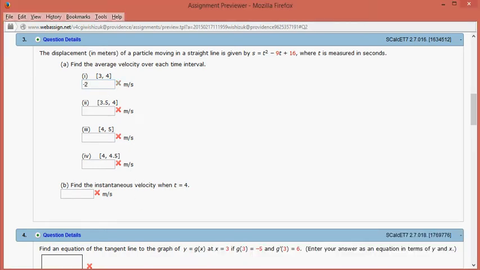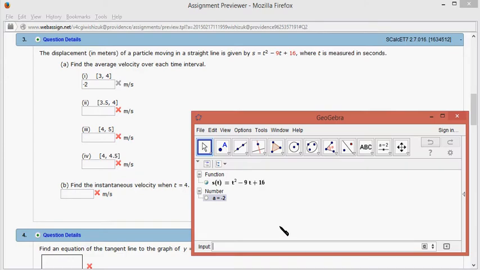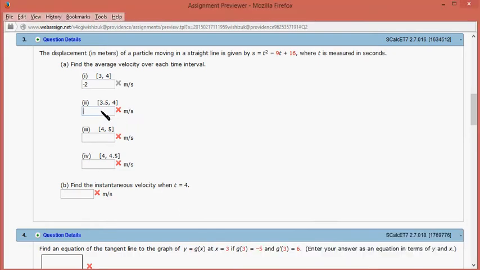Then from 3.5 to 4, that would be the same thing, except that you're going to put s of 4 minus s of 3.5, and the difference is going to be 0.5, so 4 minus 3.5. Right, so it's going to be negative 1.5.